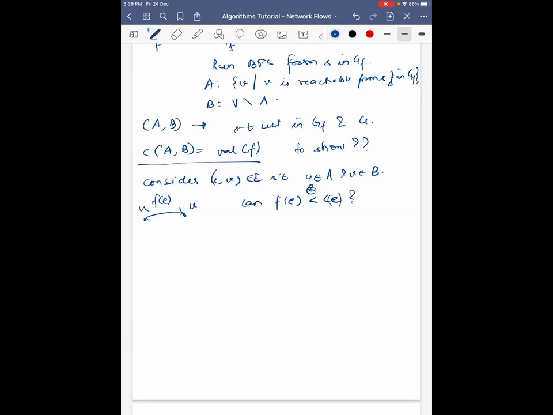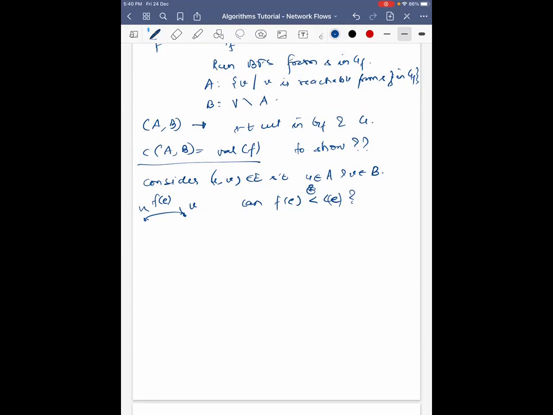Exactly. So if the flow on the edge UV is less than the capacity of this edge, then in the residual network, you'll end up with an edge from U to V having some positive residual capacity, which would then translate to a path from S to T in the residual network, which is a contradiction.